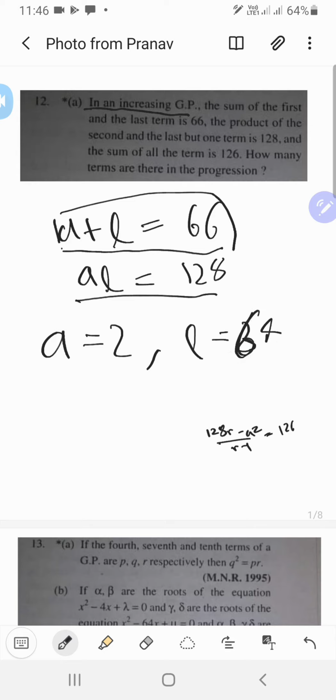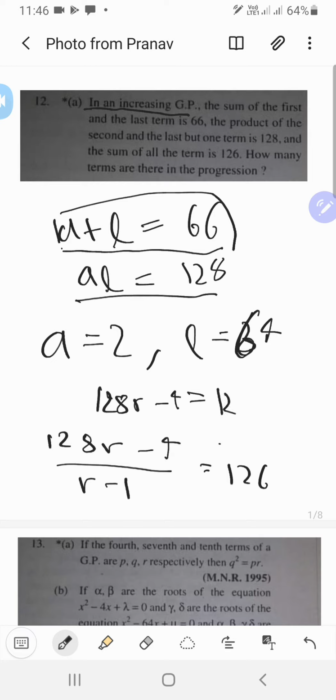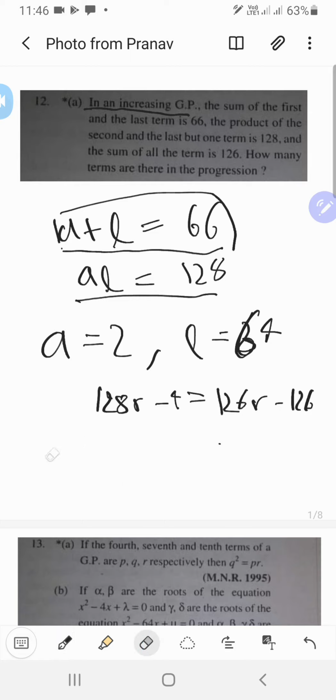So we can just put this value in this equation to get the value of r directly. So you will get (128r minus a squared, which is just 4) upon r minus 1 equals 126. Alright, let's just erase everything else. So now I can multiply this by r minus 1 to get 128r minus 4 equals 126r minus 126. Okay, so from this we can say that 2r equals 122. So r is supposed to be 61.